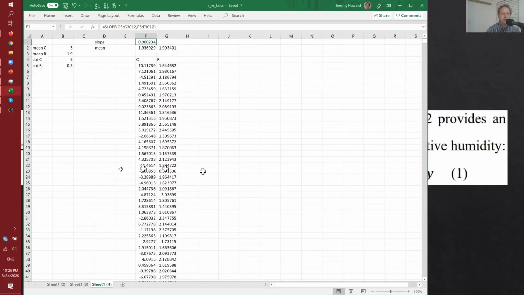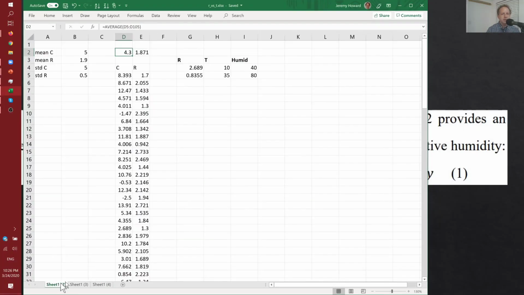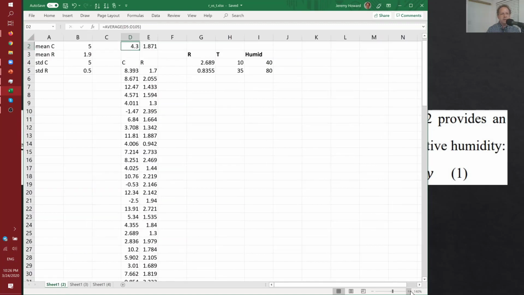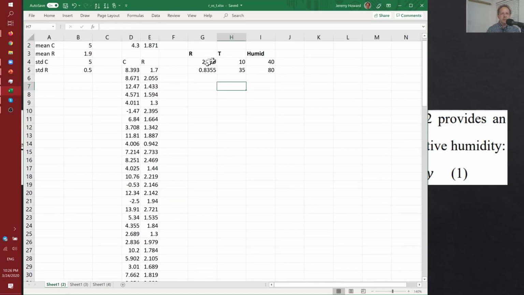Well, we can again do a little back of the envelope here by just putting that into Excel. Let's say there was one place that had a temperature of 10 centigrade and a humidity of 40. Then if this equation is correct, R would be about 2.7. Somewhere with a temperature of 35 centigrade and a humidity of 80, R would be about 0.8. So is this practically important? Oh my God, yes.